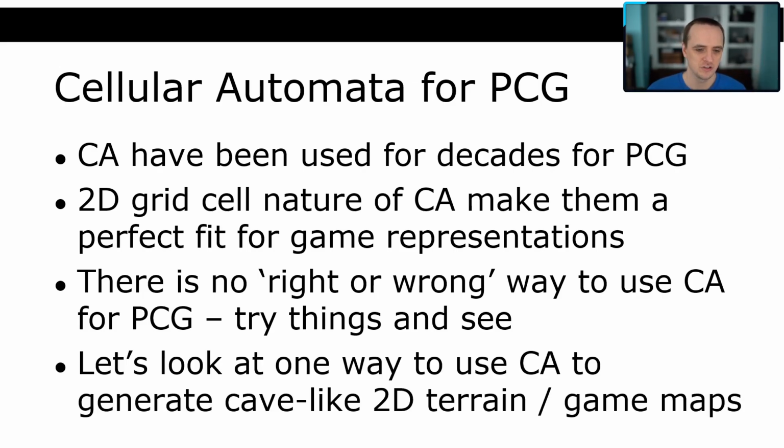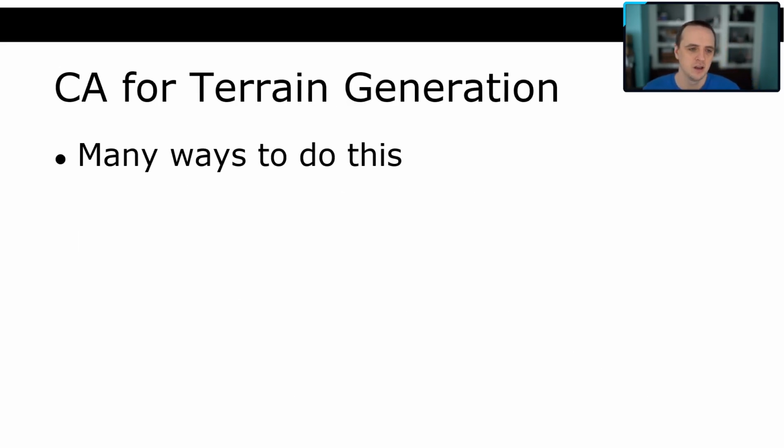It's really interesting. So let's look at just one way that we could use a CA to generate a cave-like 2D terrain for game maps, okay? Keep this in the back of your mind, that you're going to be using this for assignment 3, okay? There are many ways that you could use a CA for terrain generation. I want to say that as many times as I can and drive it home and make it really clear that we are only using one very specific way to do that in this lecture. There are many other ways, and in your assignment you are free to use any way that you want that produces an interesting result.